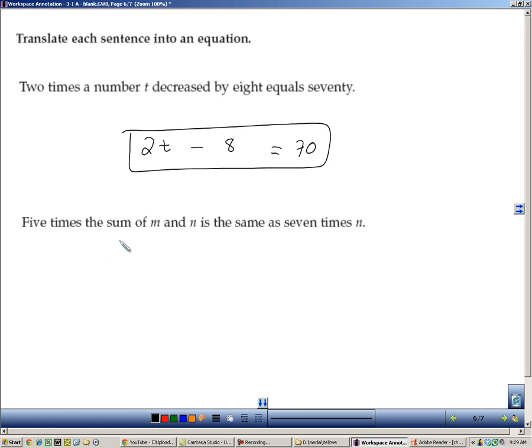Second one, 5 times the sum of m and n is the same as 7 times n. Is the same. There's that word is again. That's my equals, is the same as 7 times n. That seems pretty easy to me, 7n. Now I want to look at this. 5 times the sum. Remember, back in chapter 1, we looked at this word, the sum, and the sum means you want to look for the and. The and tells you where the plus sign is going to go because sum means plus. So this says the sum of m and n. Now what are we doing with that? We're multiplying it by 5 because it says 5 times the sum. Now to show that, we use parentheses so that it's not just 5 times n or 5 times m, but it's 5 times the whole sum of that.